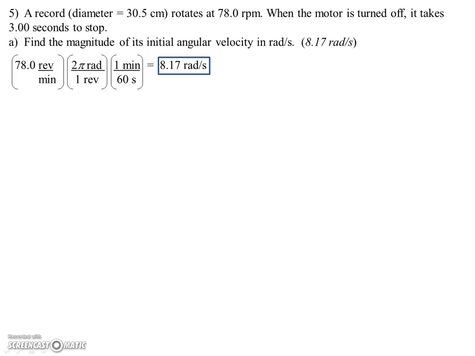This is in essence a unit conversion problem. You have 78 revolutions per minute, you need to get radians per second. So first we convert revolutions to radians by using our conversion factor, 2 pi radians per revolution. We have to get minutes to seconds by using 1 minute for every 60 seconds, so we get 8.17 radians per second.